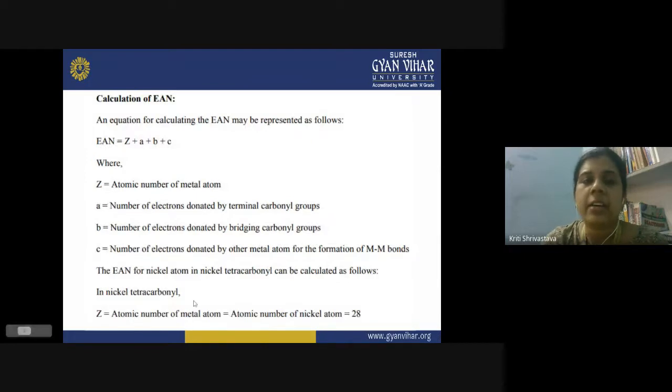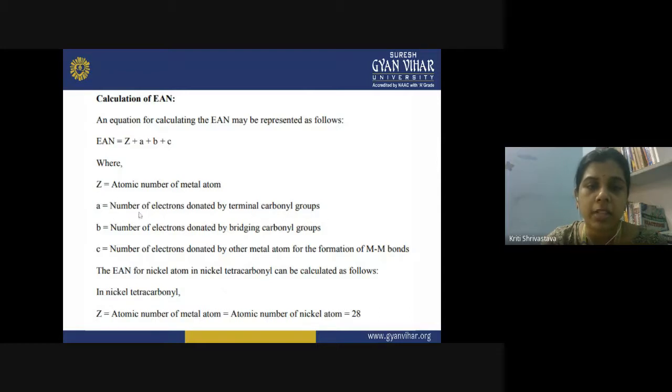So let us see the effective atomic number calculation. How do we calculate it? We have this equation here: EAN is equal to Z plus A plus B plus C, where these symbols have their meaning. What is Z? Z is the atomic number of the metal atom, so you have to take the atomic number of the metal atom. Then A is what? The number of electrons donated by terminal carbonyl groups.